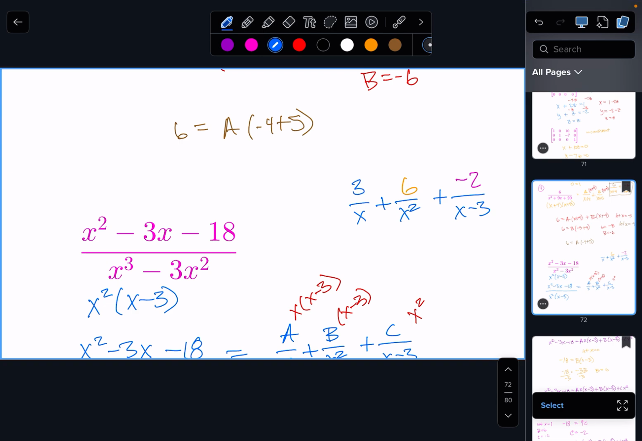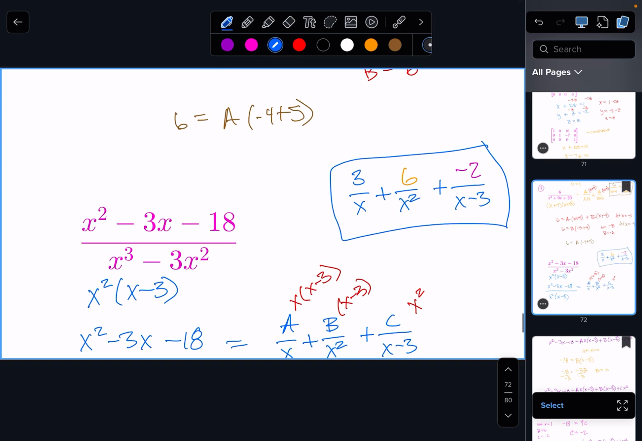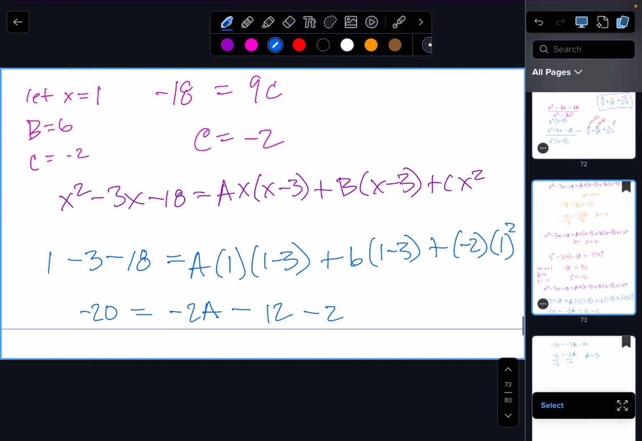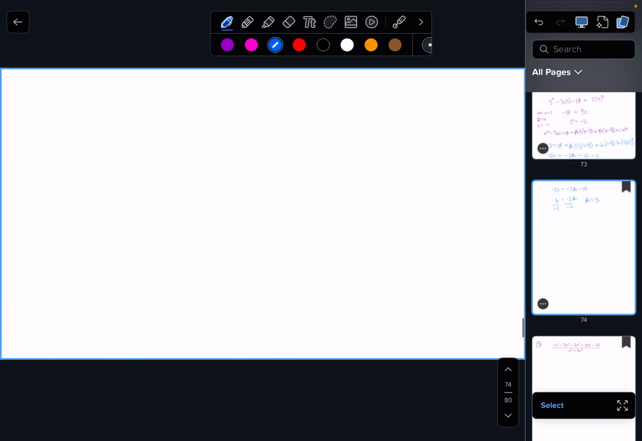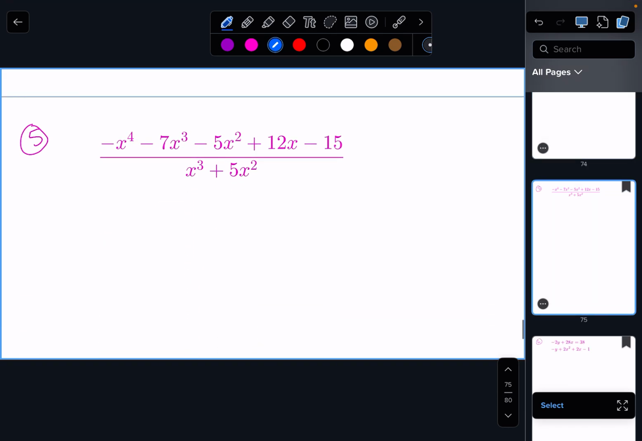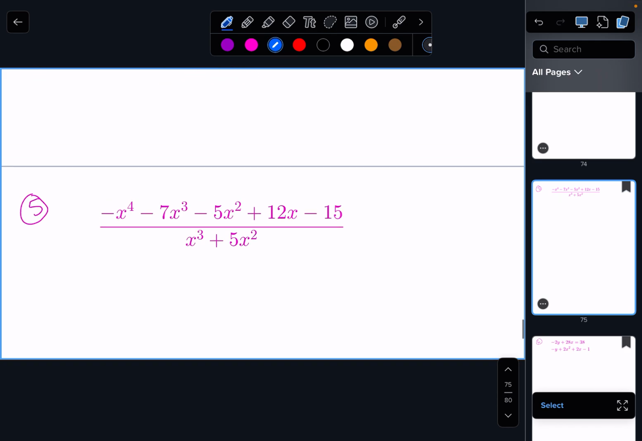Oh, blue, I already used blue. Should have done green. See, now it's all a little too monochromatic. Wow, that's a lot of syllables for one word. That's 5 syllables. That's pretty good, huh? I'm impressive.